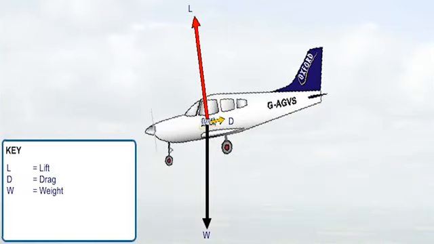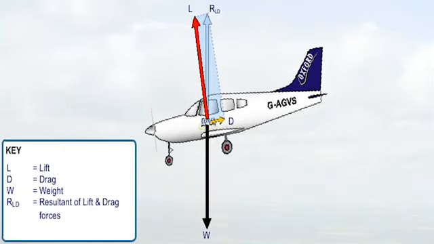Assuming zero thrust, then, as you see on screen, the only forces acting on the aircraft in a glide are lift, drag, and weight. In a steady glide at a constant airspeed, these three forces are in equilibrium, with the weight being balanced by the resultant of lift and drag forces, depicted as RLD on screen.